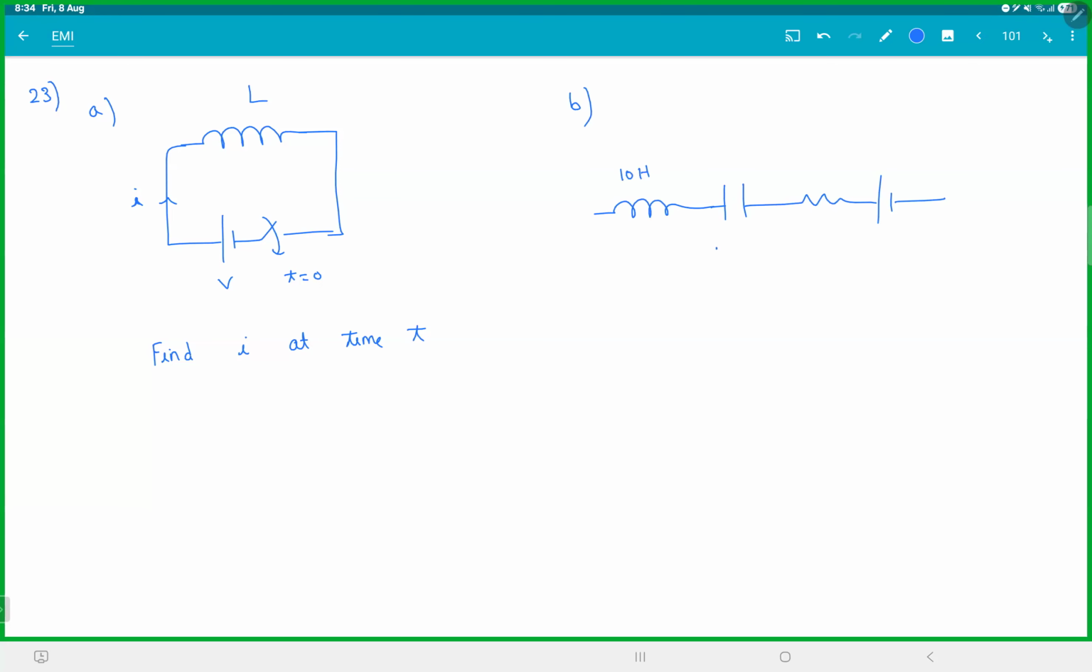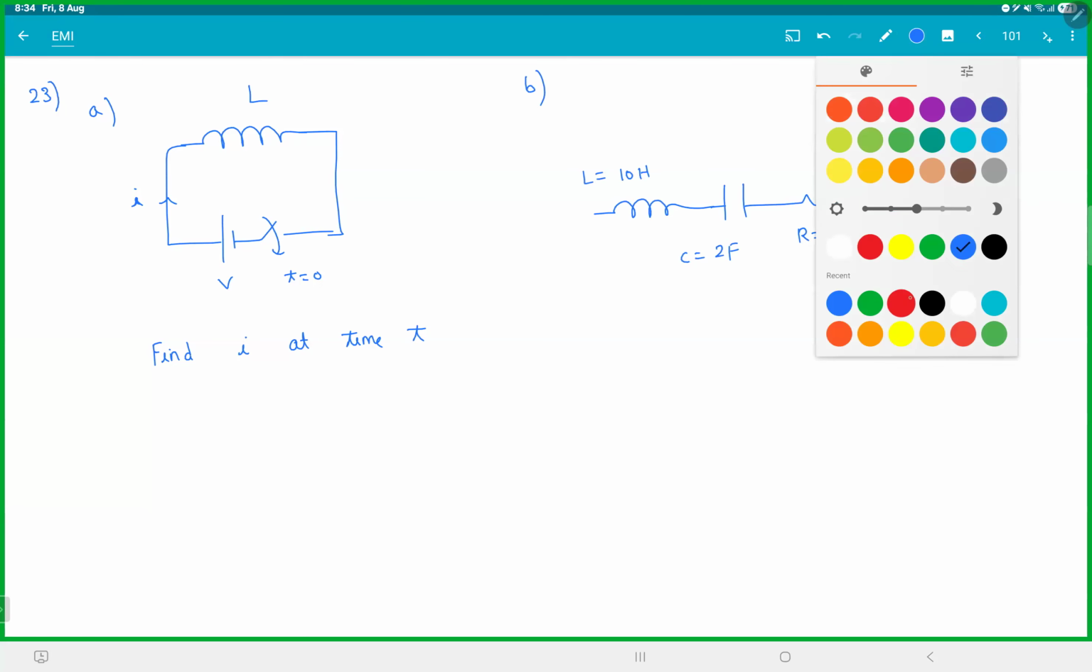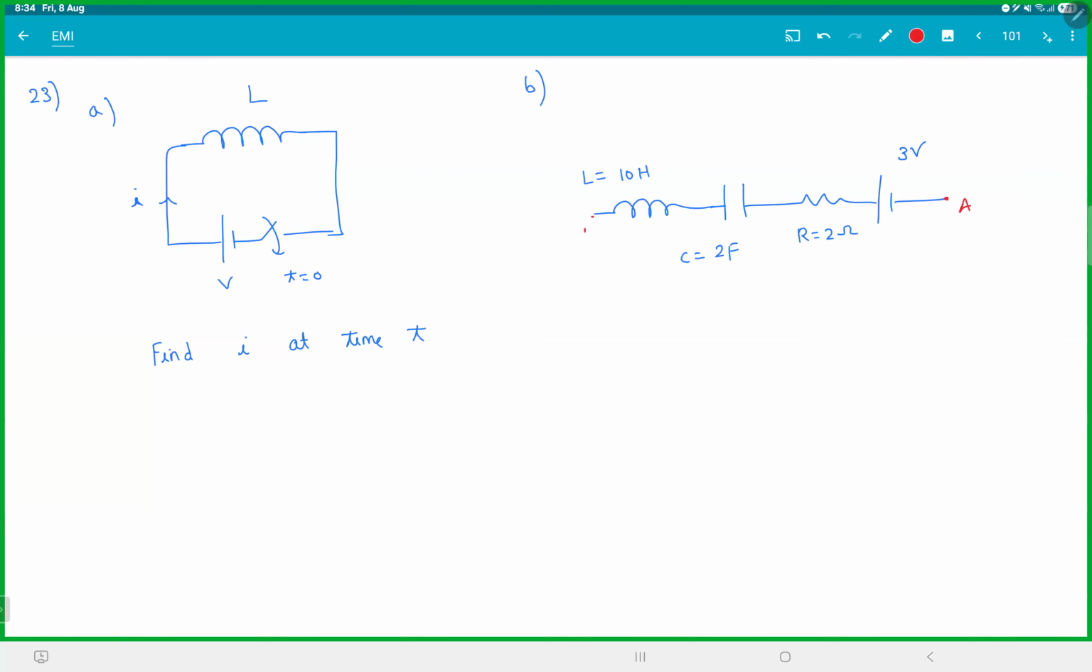This is 10 Henry, this is 2 Farad. This is 2 ohms and this is 3 volt. This is A, this is B, this is plus Q, this is minus Q. Let's say Q is equal to t square by 2. This is a pretty good one. You can see all the four elements that we studied: battery, capacitor, inductor, resistor. Find VA minus VB at t equal to 2 seconds.